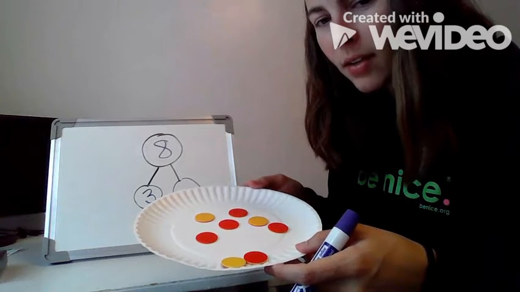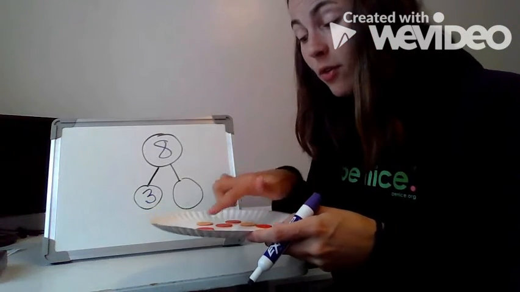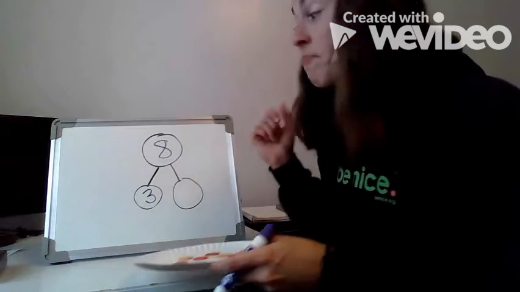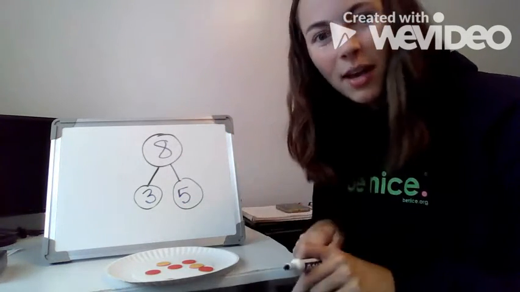How many are red? I see 1, 2, 3, 4. Did you think 5? Yep, 5. So 3 and 5 make 8. Great job, boys and girls.